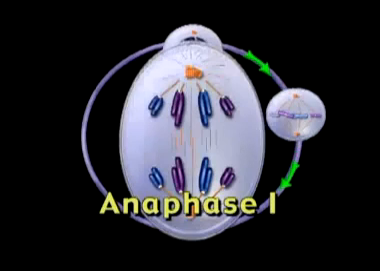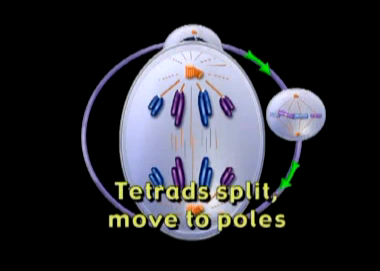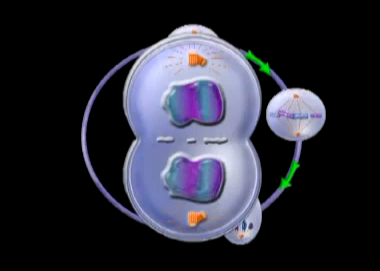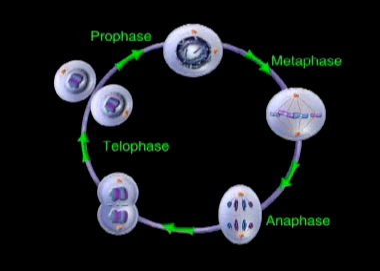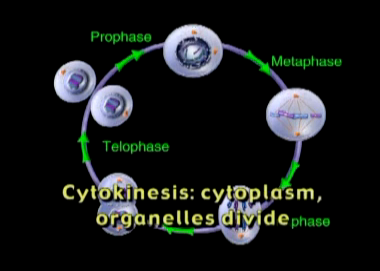In anaphase 1, the tetrads are pulled apart by the spindle fibers. Now they are pulled towards the poles at opposite ends of the cell, each end having 2 complete sets, or 23 pairs of chromosomes. And lastly, the cell moves into telophase 1, where the nuclear membrane is reformed around the 2 separate groups of chromosomes. At this point, the cytoplasm and organelles are divided up and the cell membrane pinches the cell into 2 cells. This process is called cytokinesis.